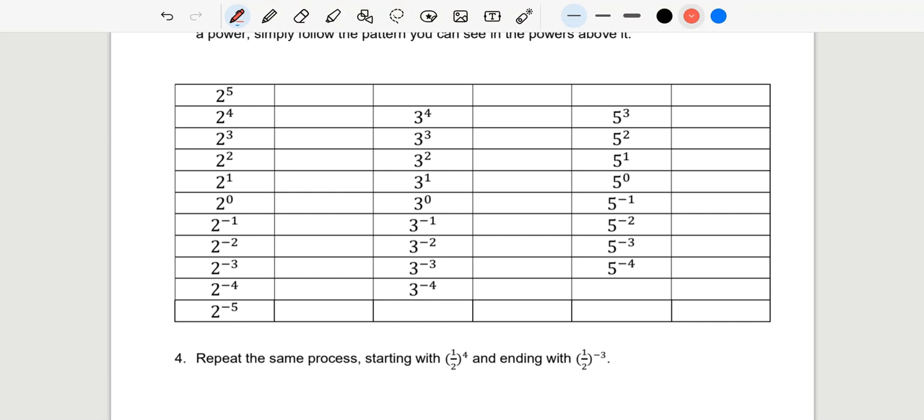So 2 to the power of 1 is 2, 2 to the power of 2 is 4, 2 to the power of 3 is 8. We already did these ones. That's 16. This would be 32. 3 to the power of 1 is 3. 3 squared is 9. 3 to the power of 3 is 27. 3 to the power of 4 is 81. 5 to the power of 1 is 5. 5 to the power of 2 is 25. 5 to the power of 3 is 125. We've already done those ones. So now it's about filling out the rest.